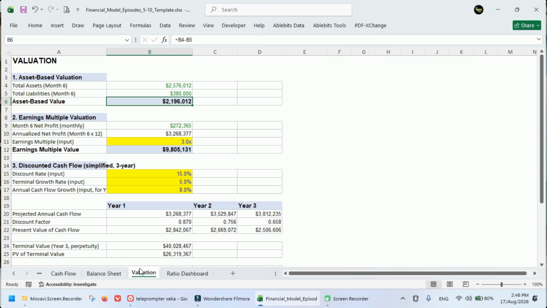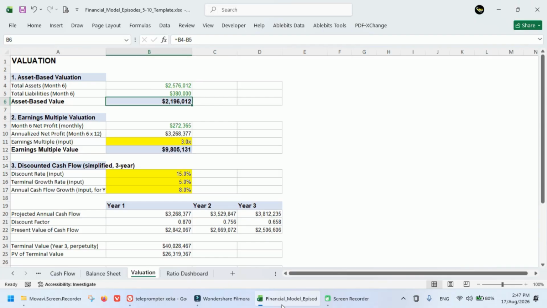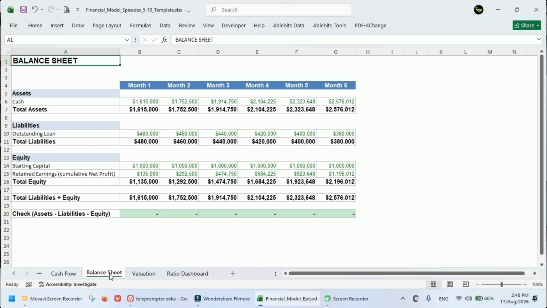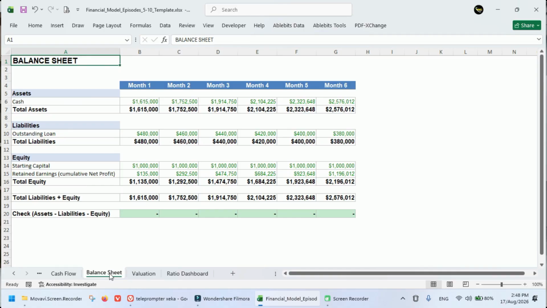Asset-based valuation. This is the simplest method. The formula is total assets minus total liabilities, which is exactly the equity that is already sitting on our balance sheet. In our model, open the balance sheet tab. Go to month 6. Cash is around 25.76 lakhs, and the outstanding loan has come down to around 3.8 lakhs. So the asset-based value of this business comes out to roughly 21.96 lakhs.